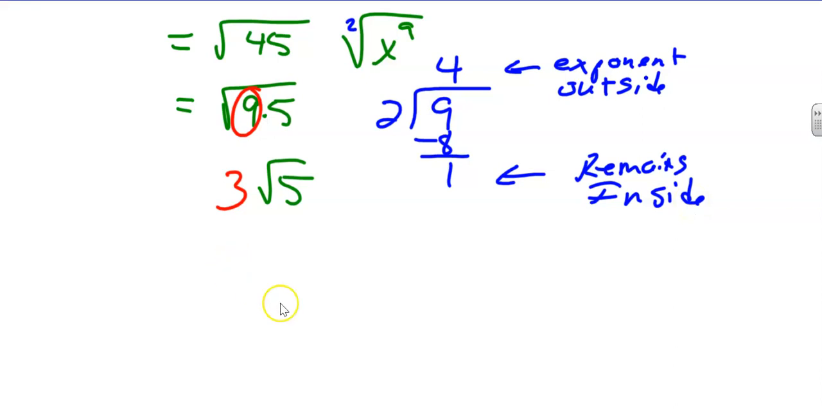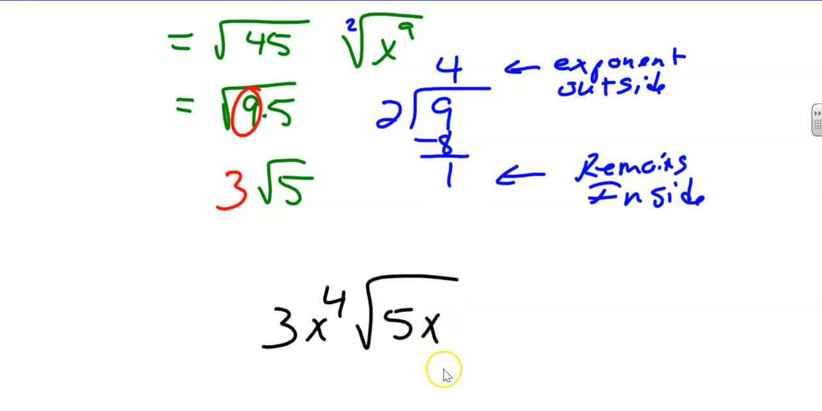Okay, so if we put it all together, we've got a 3 that's on the outside. We're going to have an x to the 4th on the outside. On the inside, we have the 5, and we have 1x that's left on the inside.